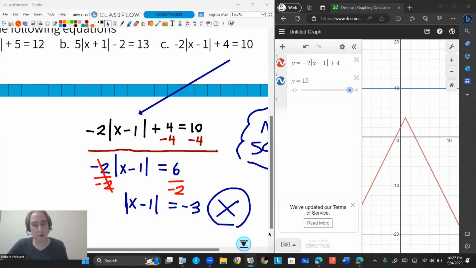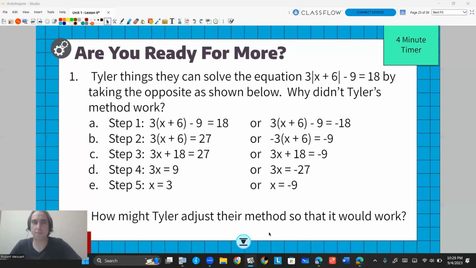All right, let's go to the Are You Ready for More on page 70. Are you ready for more? Tyler thinks they can solve the equation 3 absolute value x plus 6 minus 9 equals 18 by taking the opposite as shown below. Why didn't Tyler's method work?